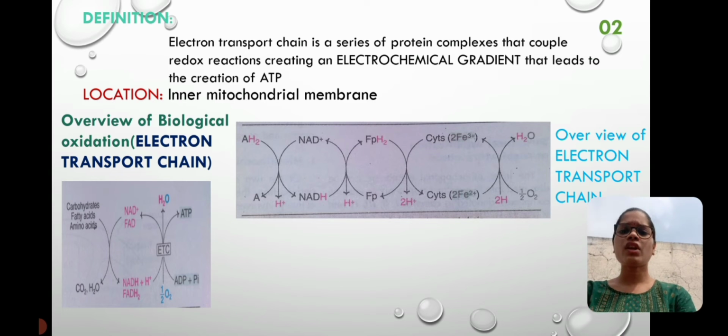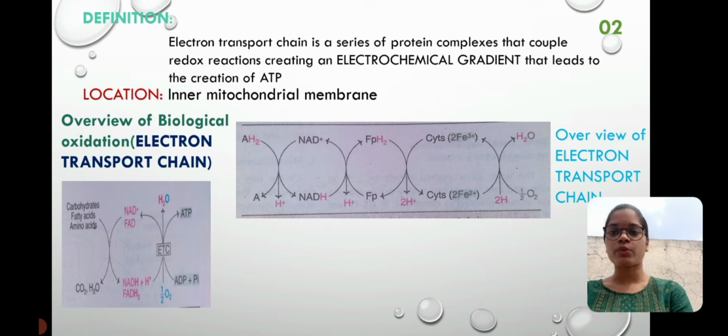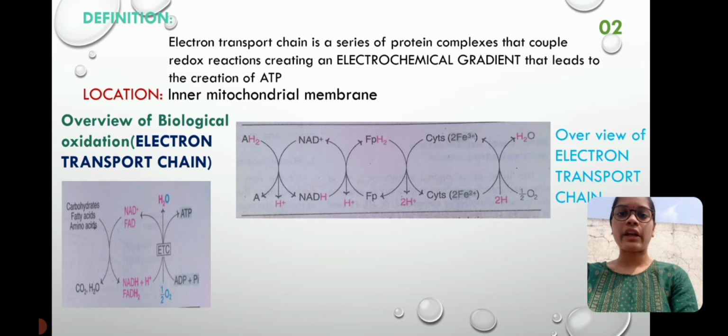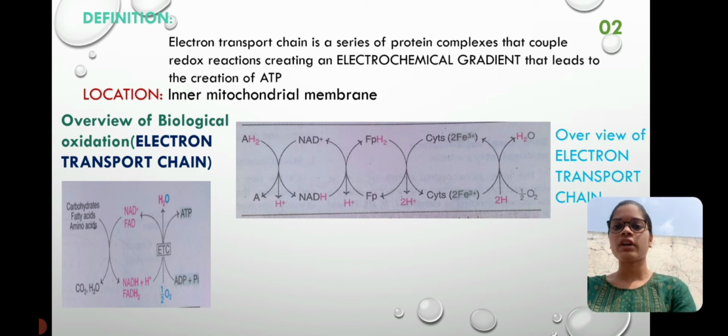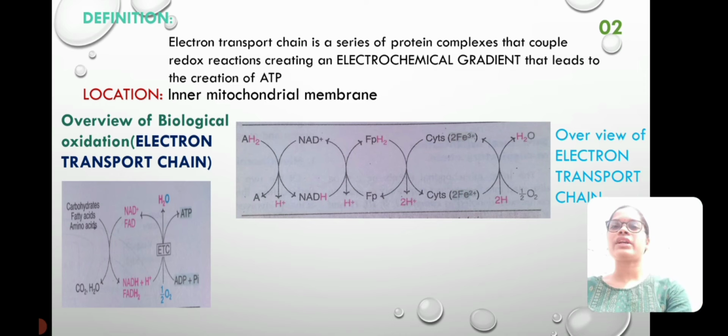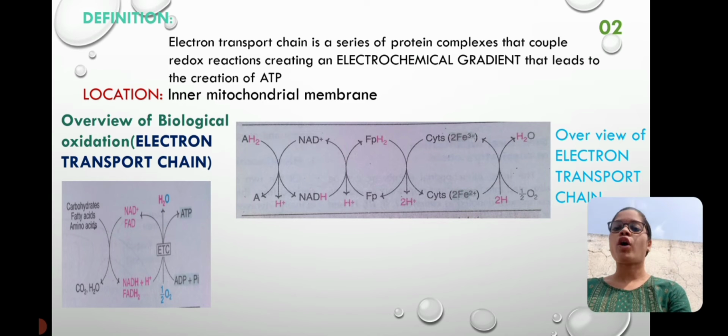Now coming to the overview of electron transport chain. As I already said, electron transport chain means the transfer of electrons from the substrate. Under the overview we can observe that A is nothing but the substrate. For example, we take carbohydrates as substrate, and they undergo a series of metabolic reactions and liberate some reducing equivalents. These reducing equivalents are transferred to the coenzymes.